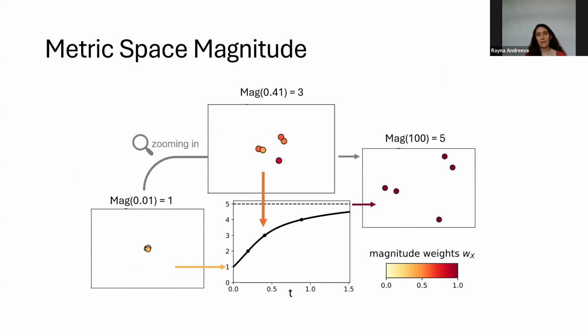And let's go back to our original example. Now that we are a bit more familiar with the scale parameter, we can revisit it and see that, again, for a small value of t, we have 1 point. For an intermediate value of t, in this particular configuration of 5 points, we recover 3 clusters. And when t is large enough, we recover the cardinality of the space.